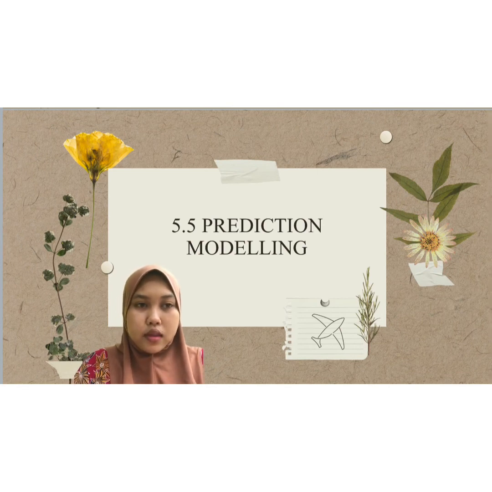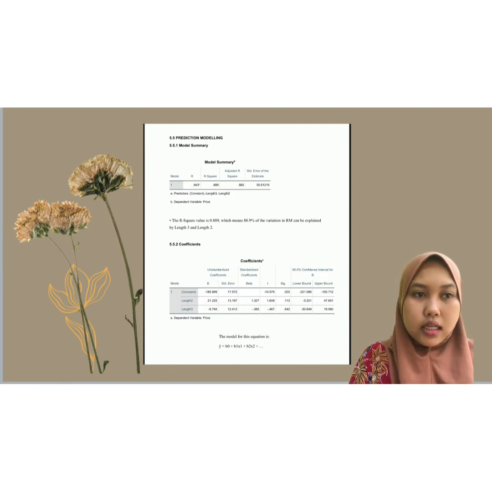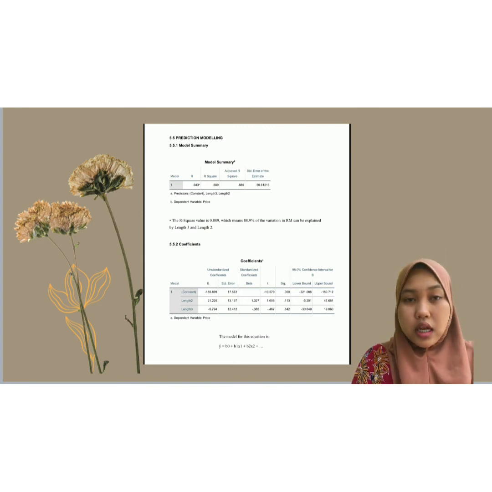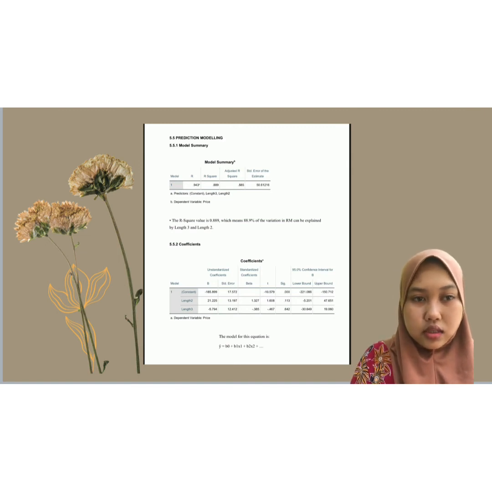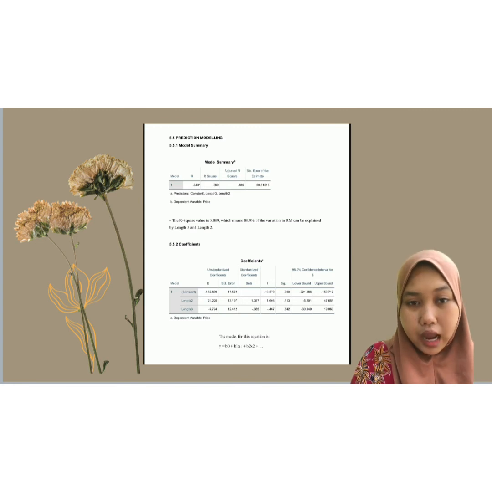Okay, 5.5, prediction modeling. Next, the model summary. Can you see from SPSS? The R-square value is 0.8889, which means 88.9% of the variation in price can be explained by length 3 and length 2. Next, coefficients from SPSS. Can you see the equation: price is negative 185.899 plus 21.225 times length 2, plus negative 5.794 times length 3.